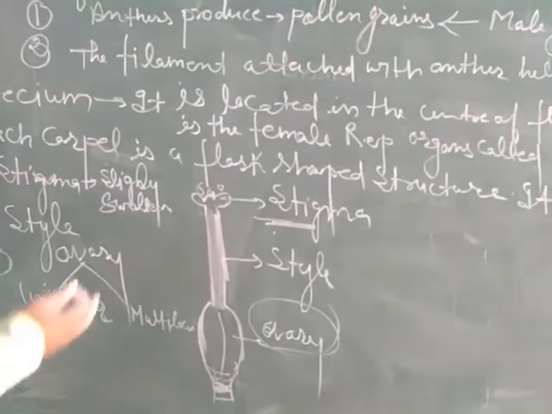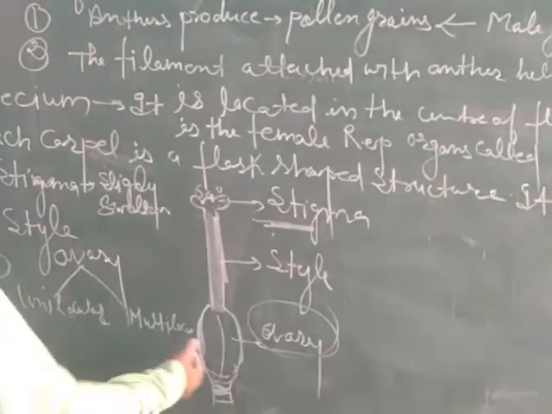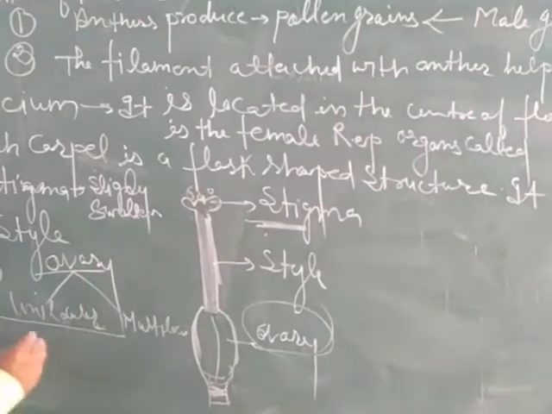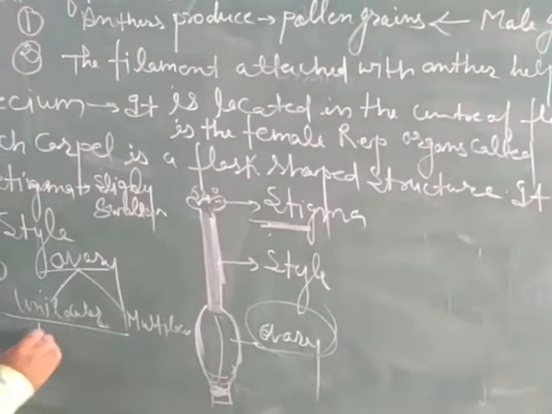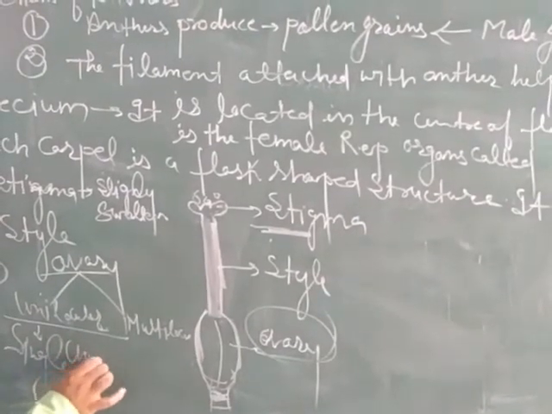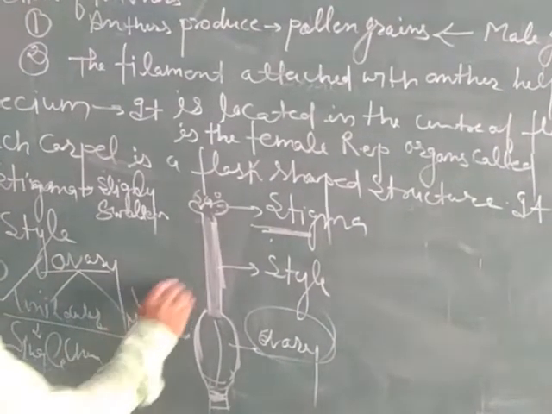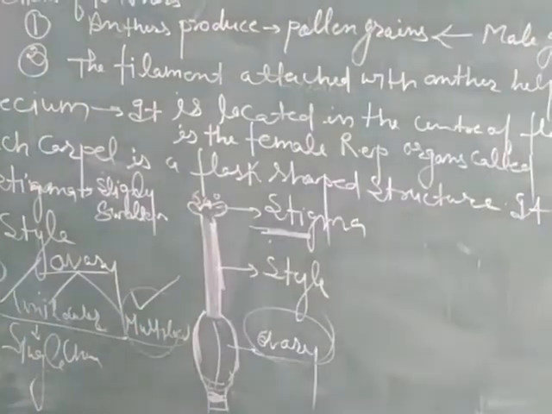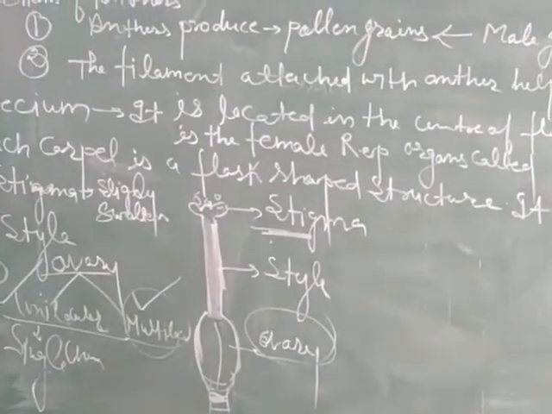The ovary may be divided into either a single chamber or many chambers. When the ovary contains a single chamber, it is called unilocular. If the ovary contains many chambers, it is called multilocular condition of the flower.